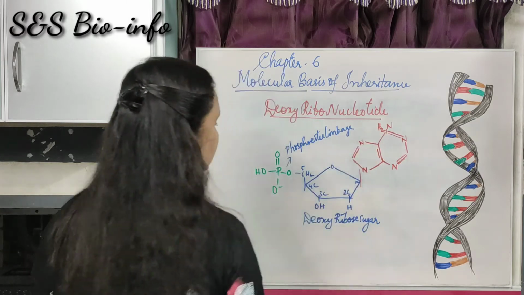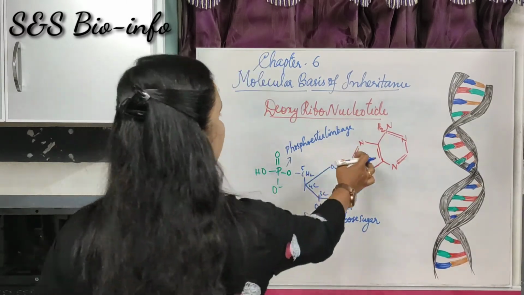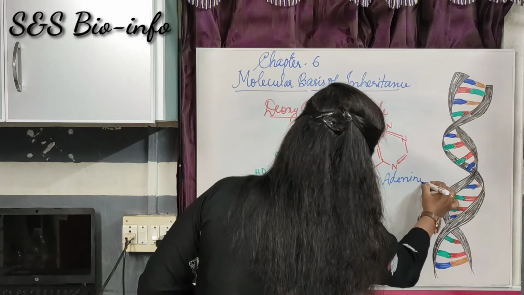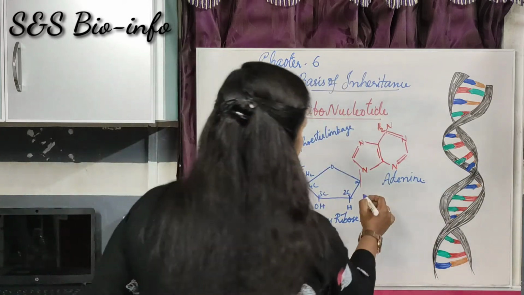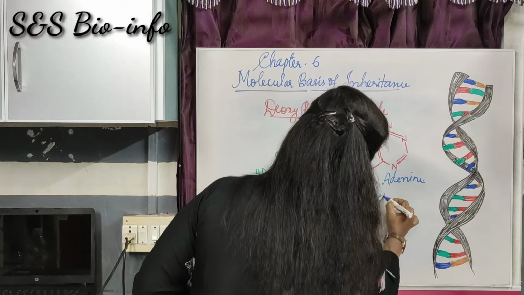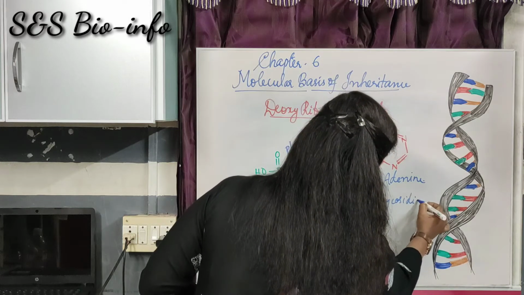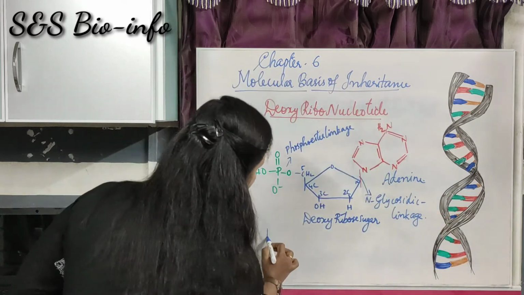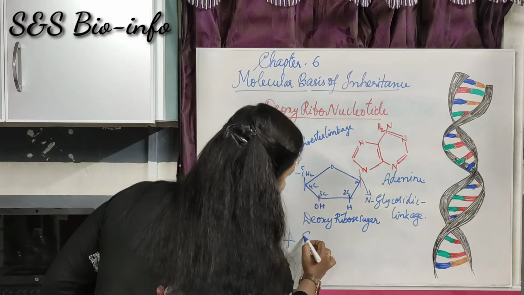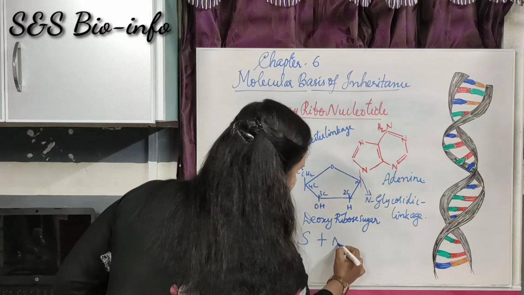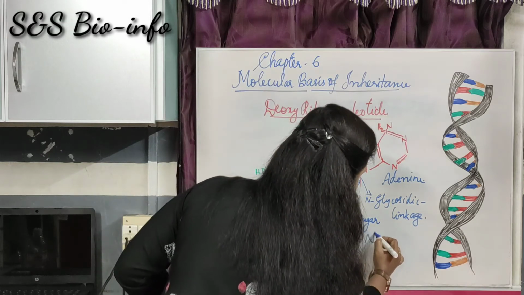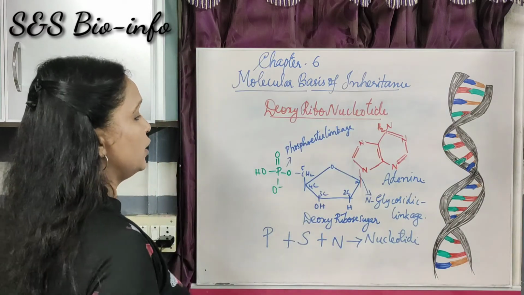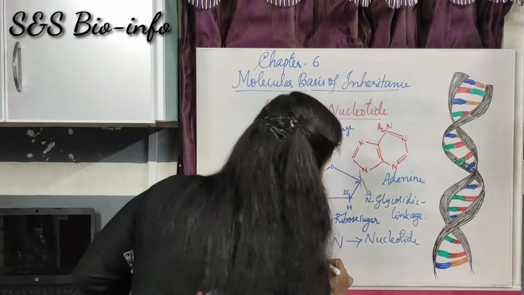Then the first carbon of the pentose sugar is attached with the nitrogen base. This is adenine, by means of an N-glycosidic linkage. Okay, here also there is one phosphate group, then deoxyribose sugar, then one nitrogen base. It forms a nucleotide. Here it is adenylic acid. It's a nucleotide. It is also known as adenylic acid.